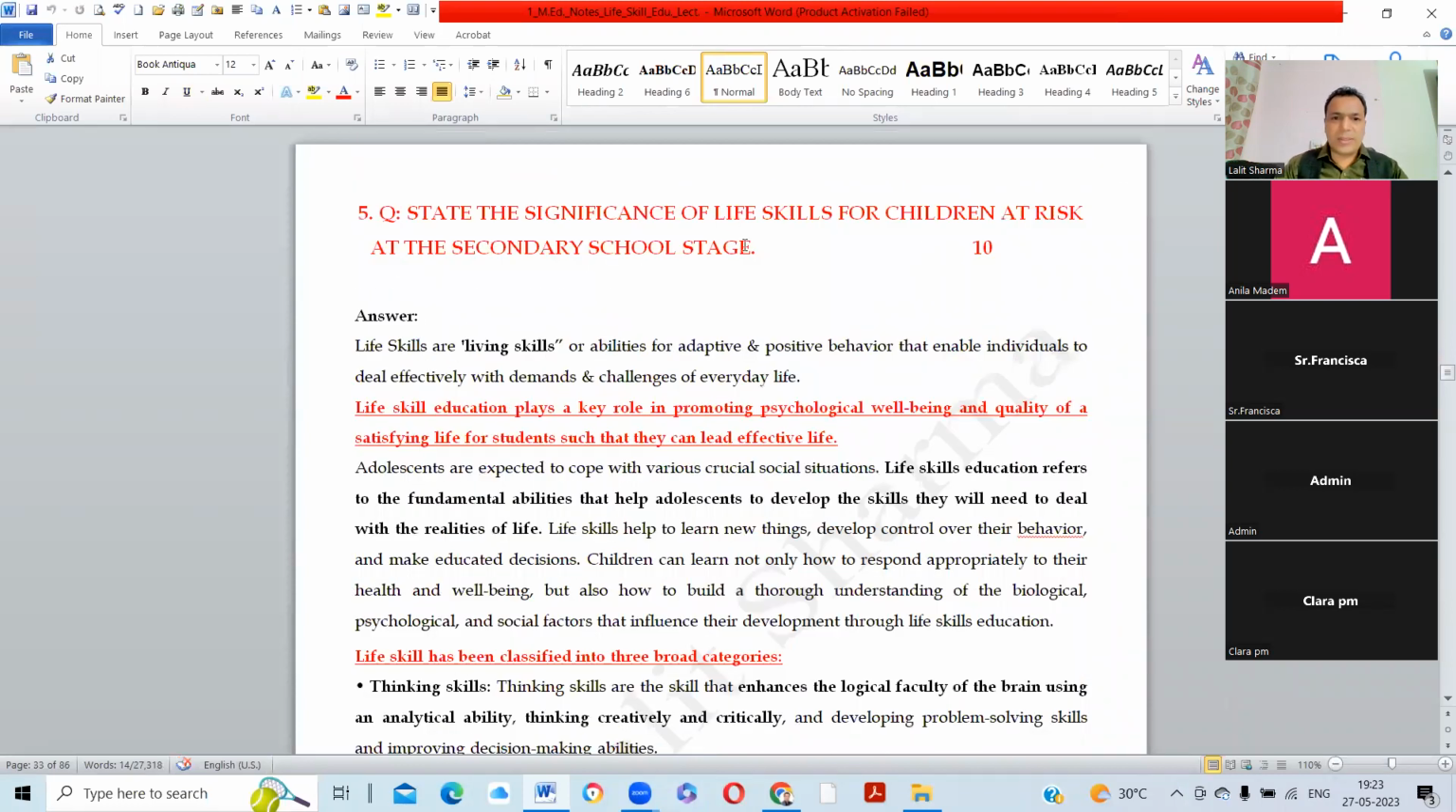Okay, the next question comes: significance of life skills for children at risk at the secondary school stage. Now what is the secondary stage? 9th, 10th, 11th, 12th. First to 8th we call primary education. Then secondary education means 9, 10, plus 1 plus 2. After plus 2 it is called higher education. So what is the significance of life skills for children at risk? We have to talk about the significance for the children who are at risk, at the secondary school stage.